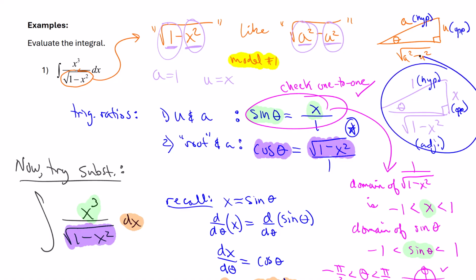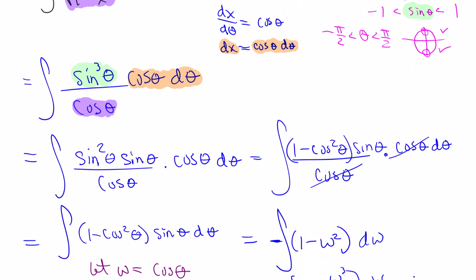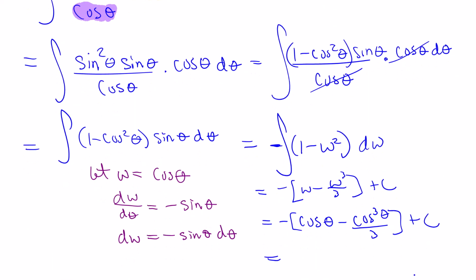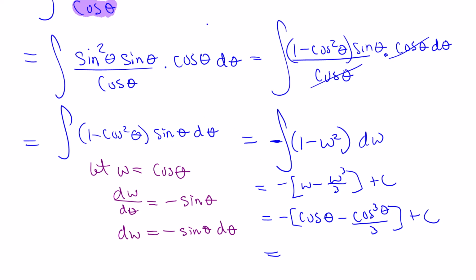U and a are the second ones, most relevant to use. We want to find what cosine theta is directly from that model, knowing that cosine is adjacent over hypotenuse, right? The way they are labeled, adjacent is the square root of 1 minus x squared. Hypotenuse is 1. We're simply going to use those to replace cosine theta with the ratio that we get from that.